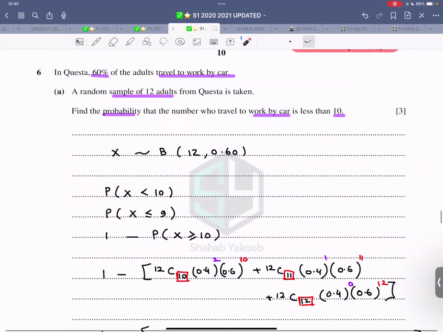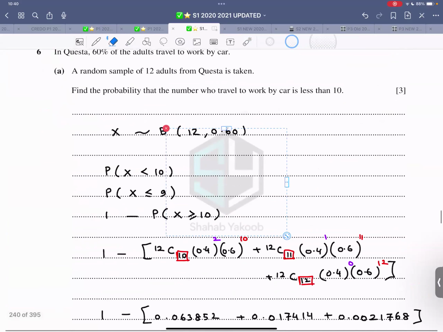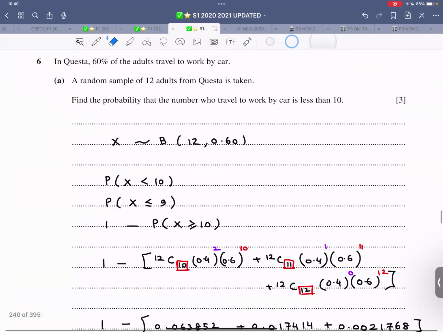Now let's look at question number 6. Let me read it first. The question says, in Questa, 60% of the adults travel to work by car. A random sample of 12 from this town is taken. Find the probability that the number who travel to work by car is less than 10.